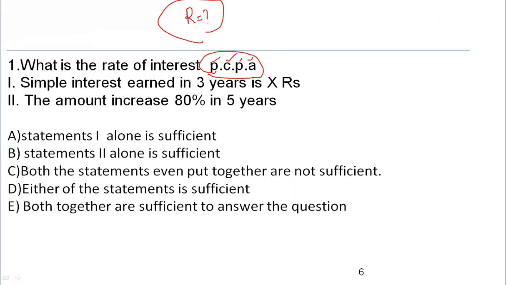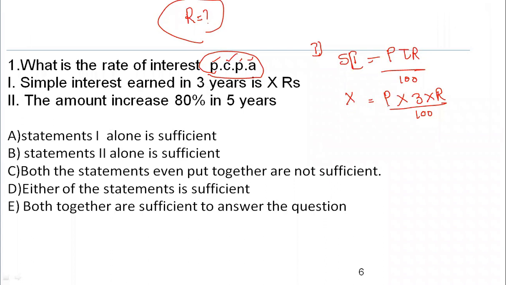Now, simple interest earned in 3 years is X rupees. I'm solving with respect to the first statement alone. Simple interest earned in 3 years is X rupees, and the formula is simple interest equals PTR by 100. According to the first statement, simple interest is X rupees, principal we don't know, and time period is 3 years. Rate of interest we have to find, divided by 100. Rate of interest is not a numerical value here, you still find variables. So you can't solve the question with respect to the first statement alone.